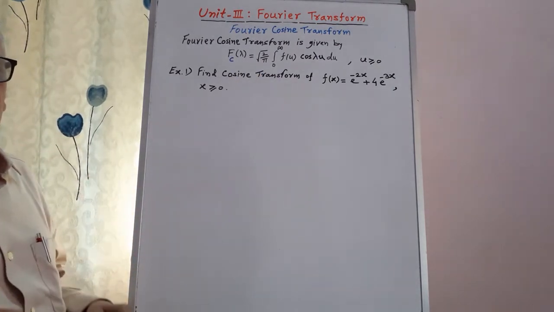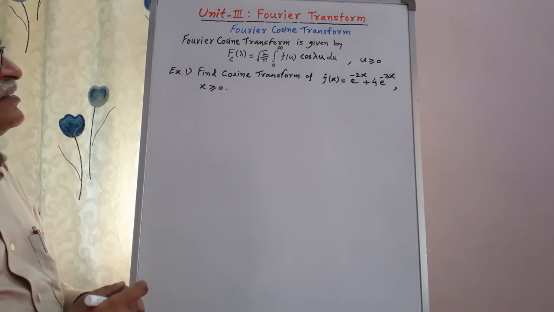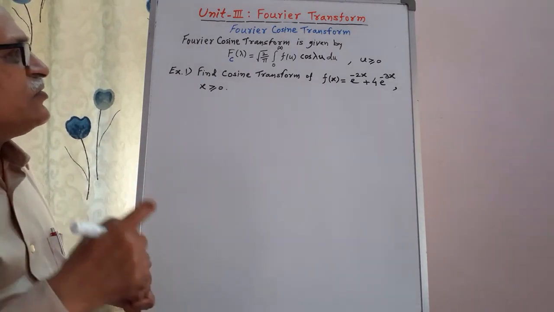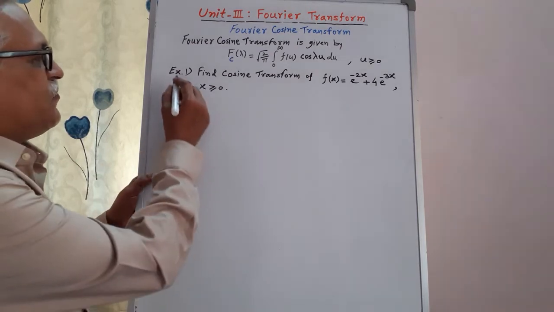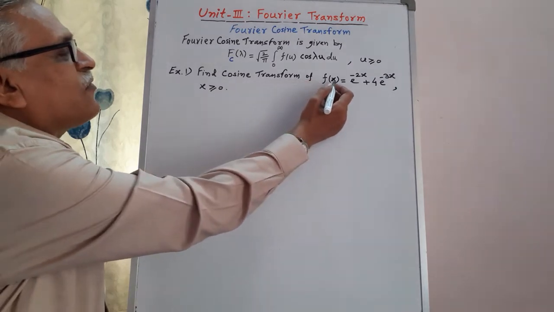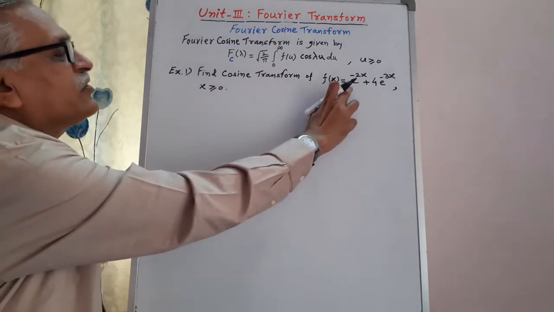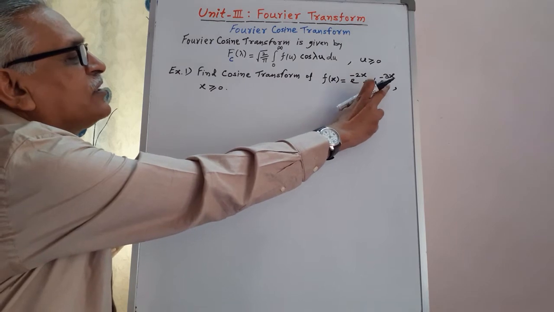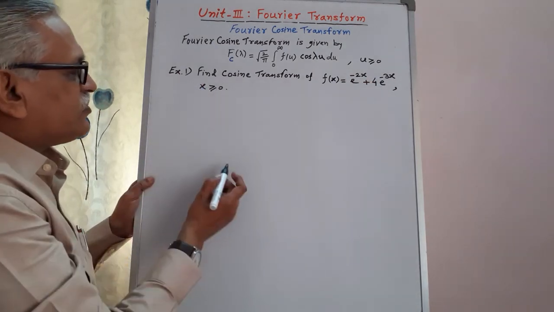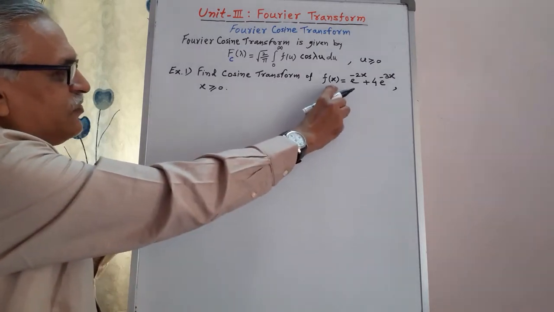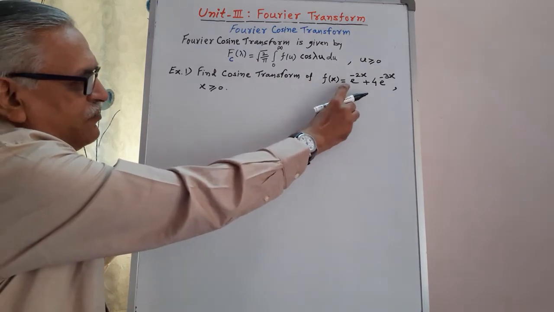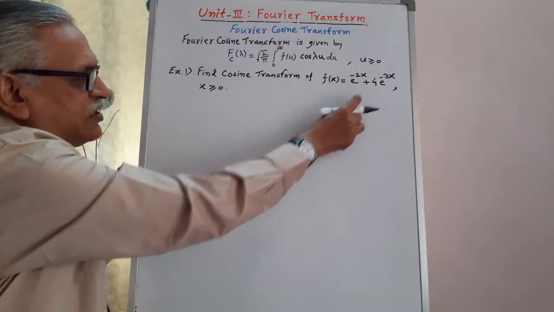In continuation with the previous part, I will discuss some more examples on Fourier cosine transform. First example, find cosine transform of f of x is equals to e raised to minus 2x plus 4 into e raised to minus 3x for the condition x greater than or equals to 0. Here we require to find Fourier cosine transform where function is having two terms.